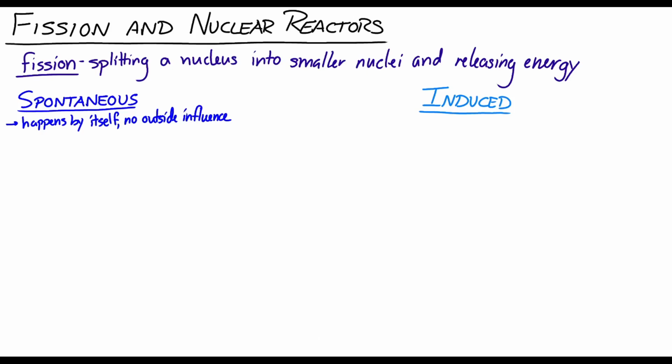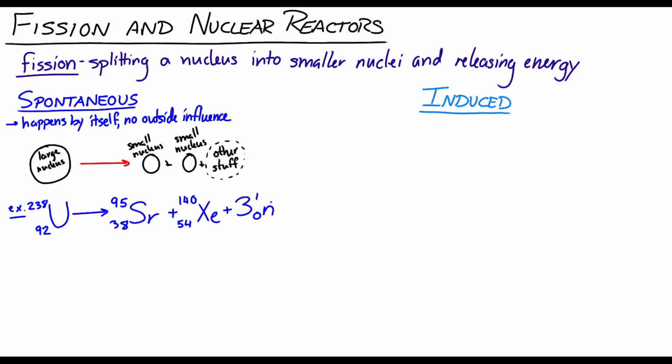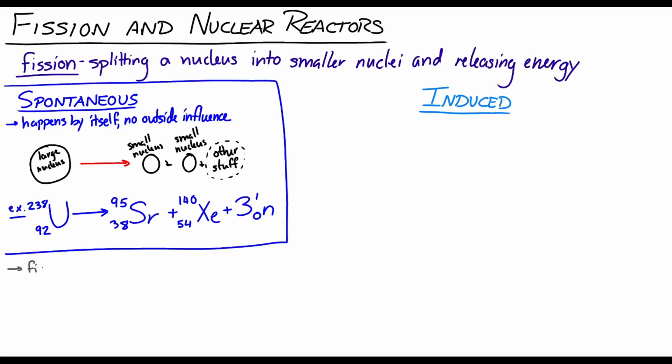So in a spontaneous fission, we would have a large nucleus like this, and then it would split into smaller nuclei, plus some random assorted little bits over here. An example of that would be the spontaneous fission of uranium-238. Now, this is not a common thing for uranium-238 to do, but it can spontaneously break down into strontium-95, xenon-140, and 3 neutrons.